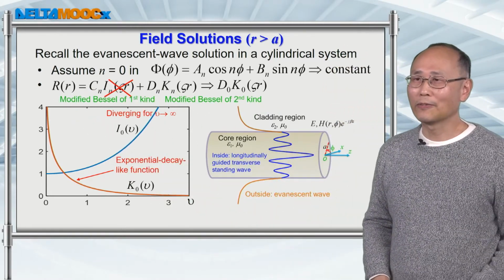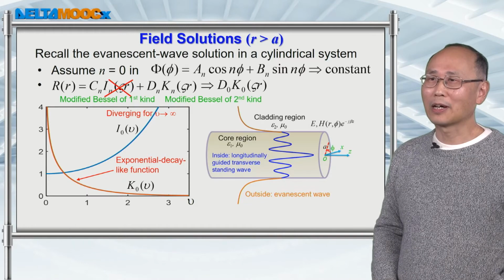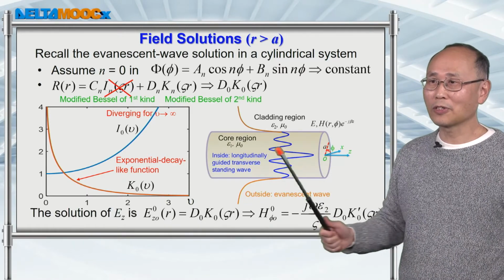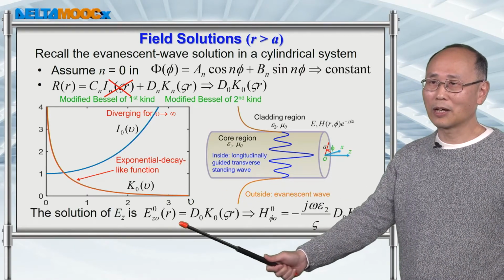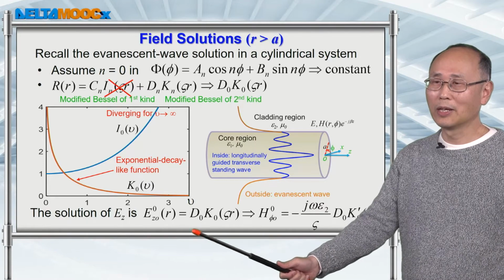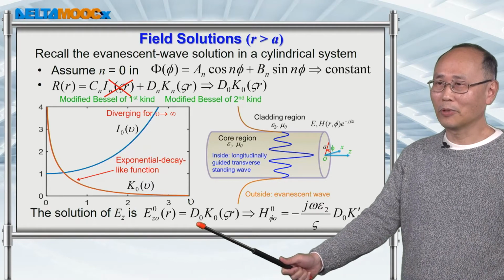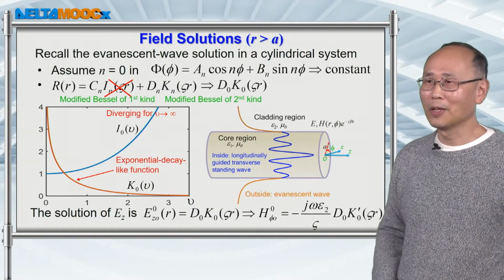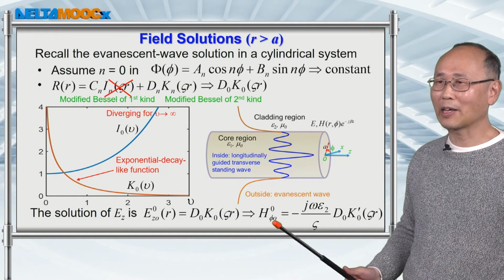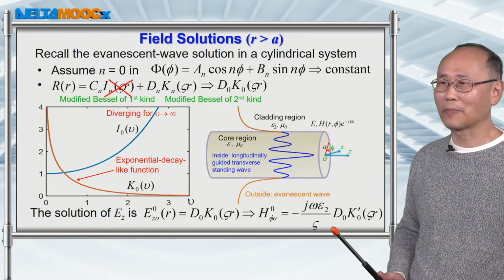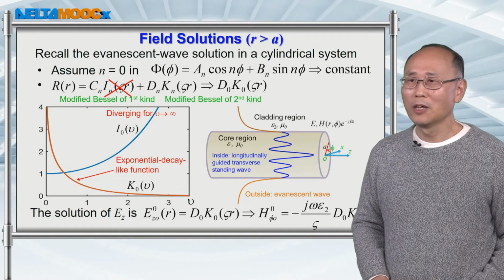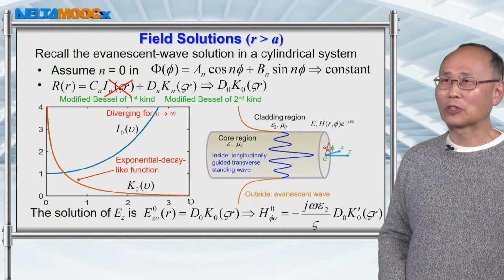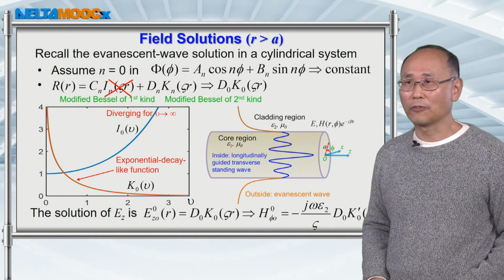So in general, for the E_z field outside this core region, you have such an expression. With a non-zero E_z component, of course, you can calculate all other field components. For example, the phi component of the magnetic field is given by this expression. So we have the general form of the solution for the z component electric field.